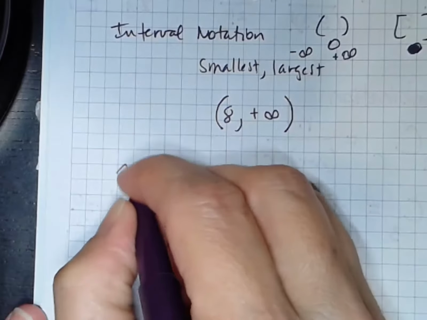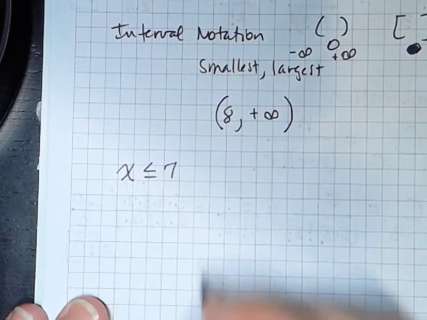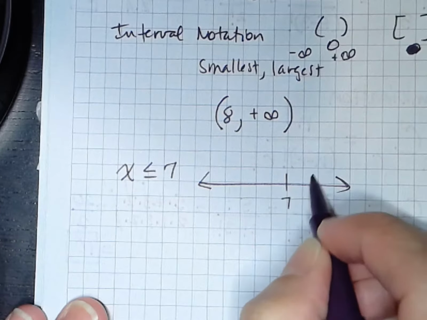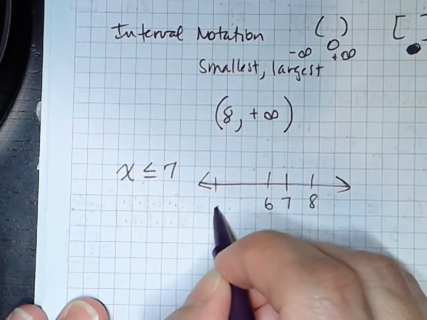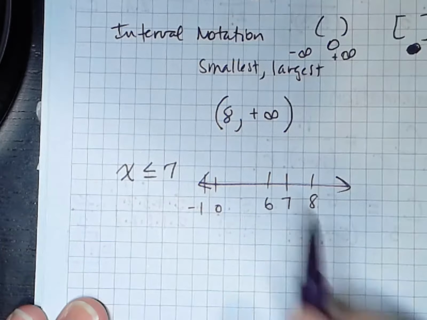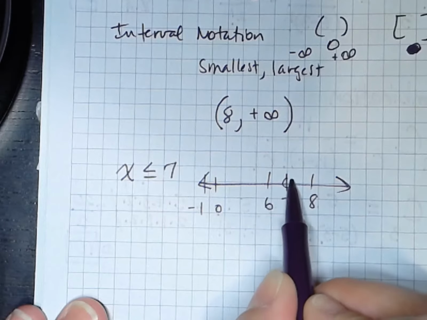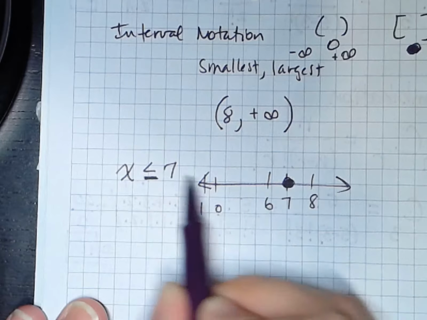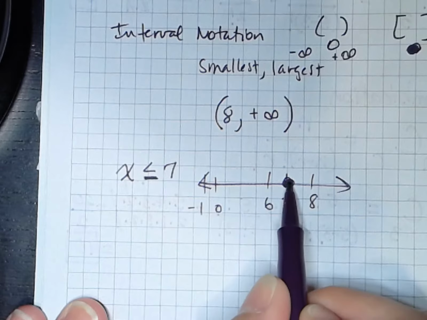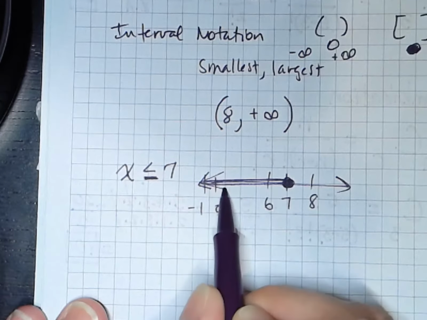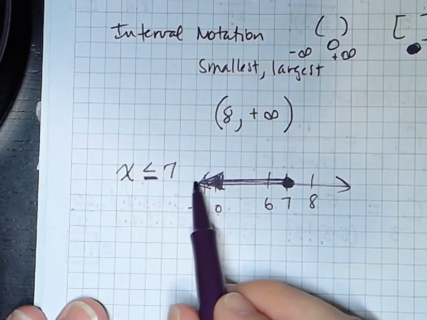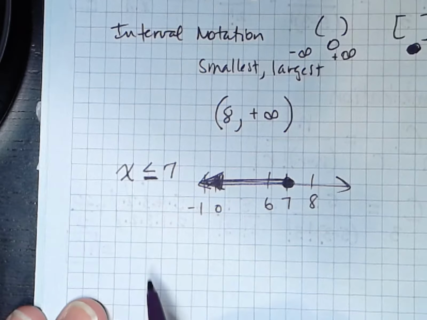So let's look at another one. Suppose that I had x is less than or equal to 7. So I would look at the graph of that. Here's 7, here's 8, 6, here's 0, over here's -1. So my shading would be a solid circle on the 7 because it is an equal to. And then I want all the numbers smaller than 7 or equal to 7. So these are going to go to the left. Okay. So notice that I shade the arrow because I'm not stopping. I'm going on to negative forever and ever and ever.